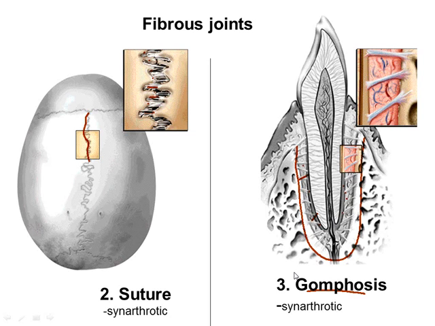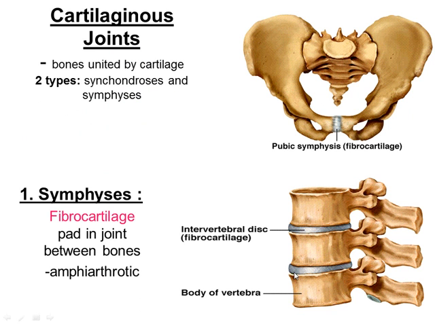Doesn't move. All right, the other type of joint, we've done fibrous joints, are cartilaginous joints, and these are bones connected by cartilage. There's two types. There's synchondrosis and a symphysis. The first one is the symphysis. Okay, it's a piece of fibrocartilage, and this is between your two hip bones, between the two pubis of the hip bone. They're connected by a symphysis.